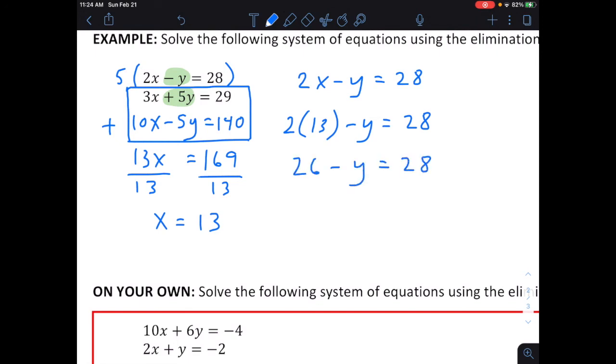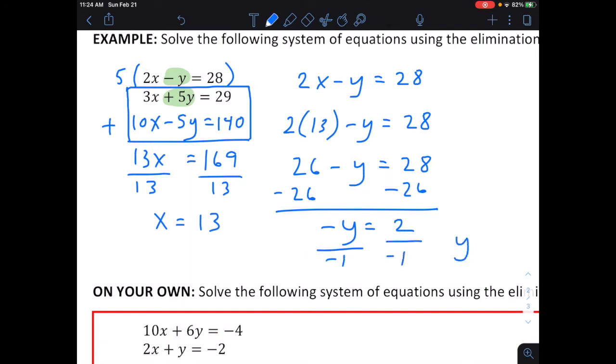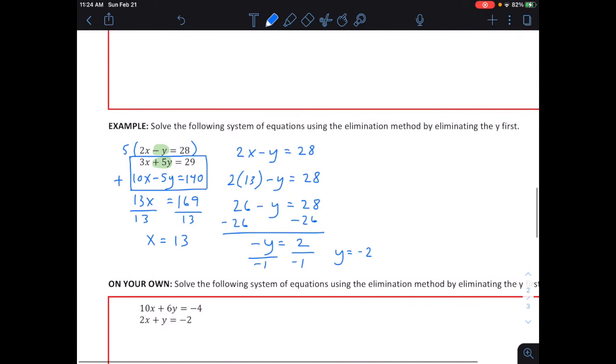Well, that's weird. We're going to subtract something from 26 and get 28. We need to add something. So I'm going to subtract 26. And we end up with negative y equals 2. Anytime we have a negative variable by itself like that, we just divide by negative 1. And we get y is negative 2.